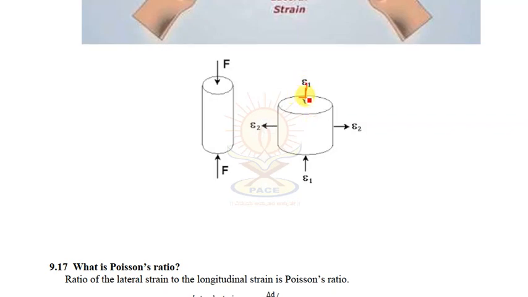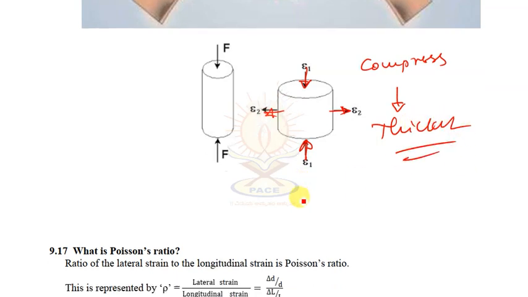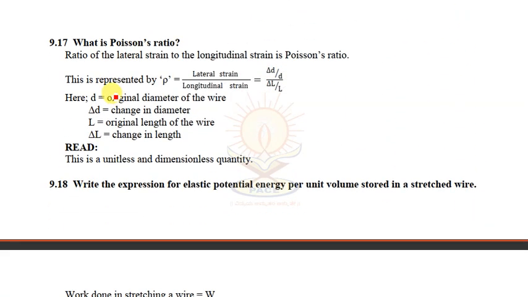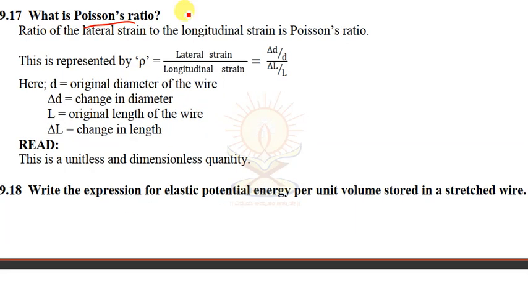When you press it from either end, the eraser may expand, it becomes thicker. Okay, when you compress, the material becomes thicker, right? So under that circumstance, we define a parameter called Poisson's ratio. So what actually is it? Poisson's ratio. It is the definition that you are seeing here. It is also there in our book.